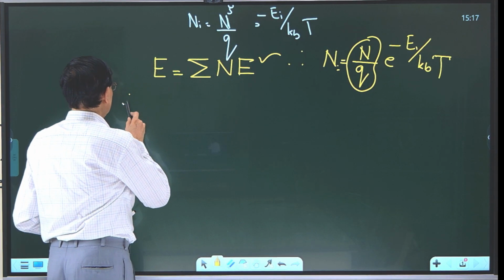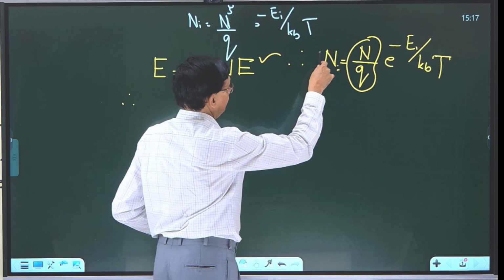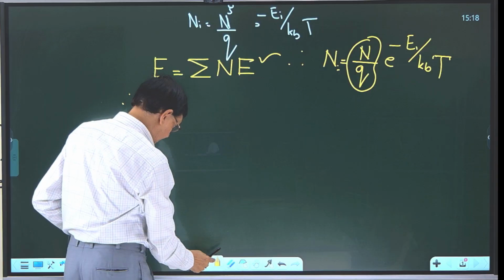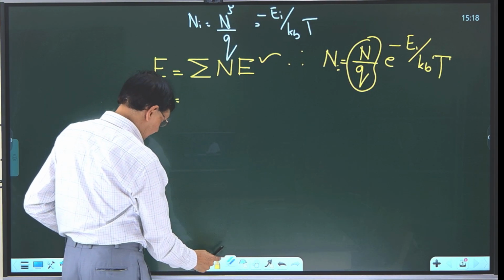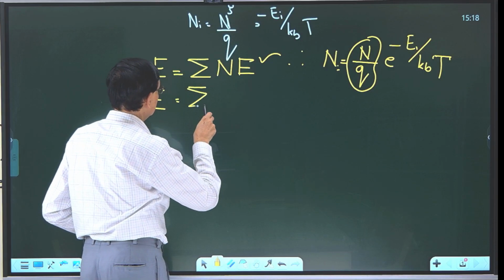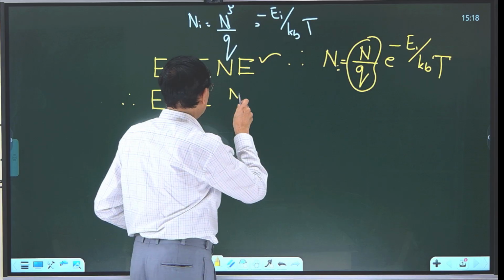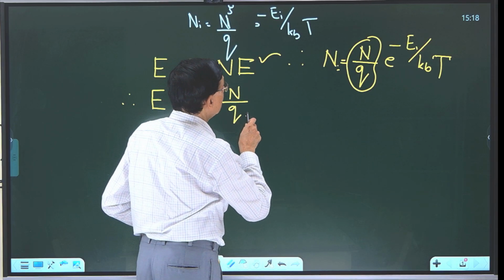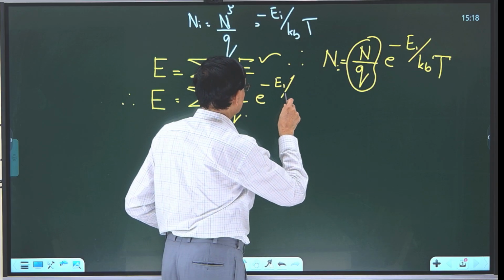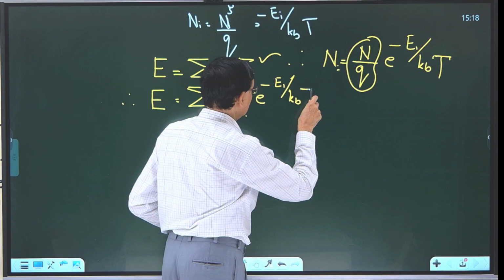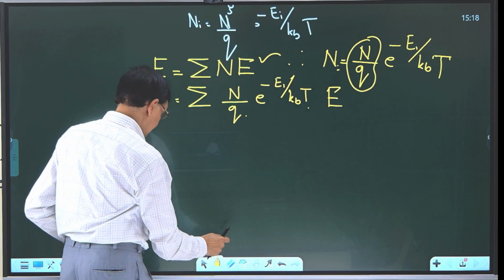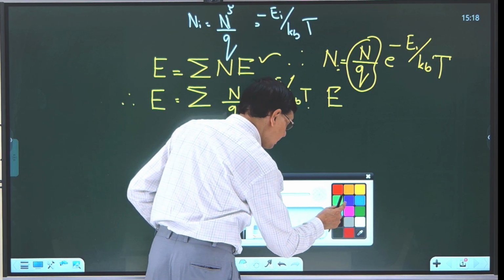So our second stage is that I have to substitute these values of N in our equation. So this will be E summation N divided by Q, very simple, E I, kBT, Boltzmann constant, and E. Or I can write, you can start here.